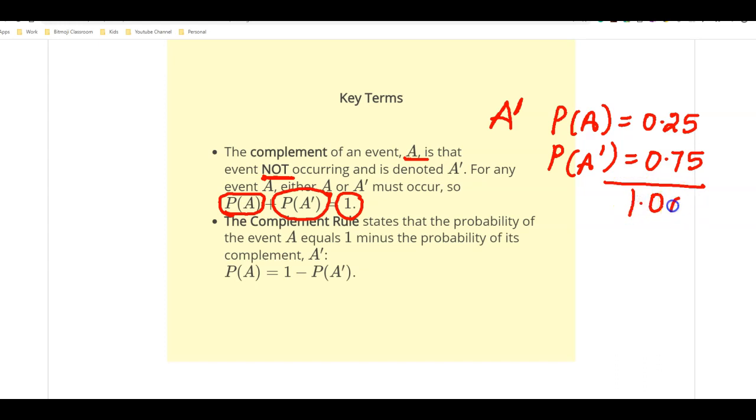So 1.00. Or you can say this is 25%, this is 75%. Together adds up to 100%. Do you see that? So if it's a percentage, it needs to add up to 100%, but if it's a value, it needs to add up to 1. Now let's go ahead and take a look at the examples.